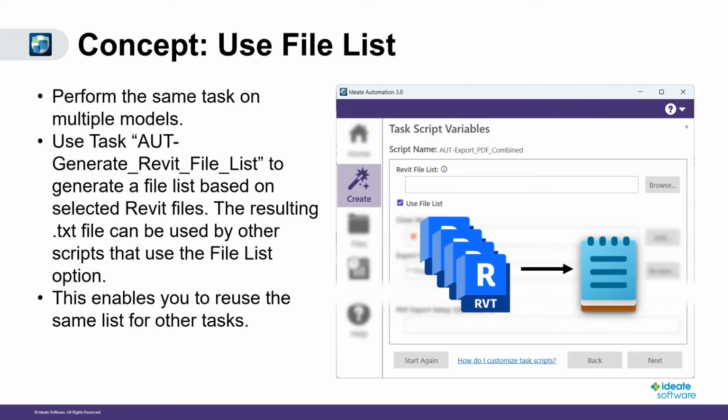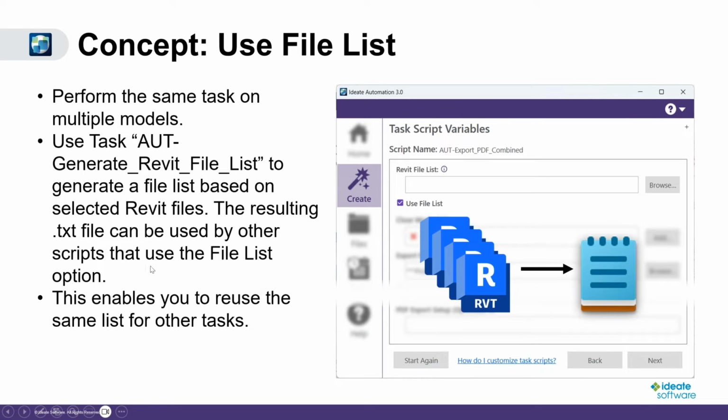A few concepts to cover before we talk about the workflows. One is the use file list. When you're creating a task and you're building it, you're able to either select the model, which is kind of like one by one, selecting a list of models you're doing the same workflow for. But then we have this idea of using a file list, for which you have to run this script called AUT Generate Revit File List, which compiles a list of Revit models and puts them in a TXT file as line items, which tells you the file name, location, and the year. It's all compiled in a TXT file.